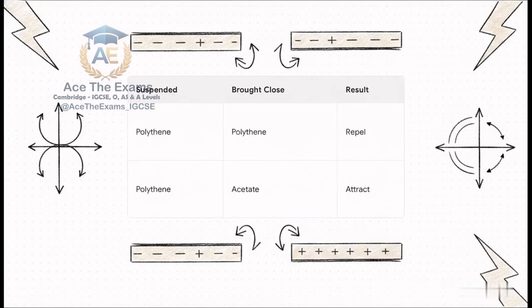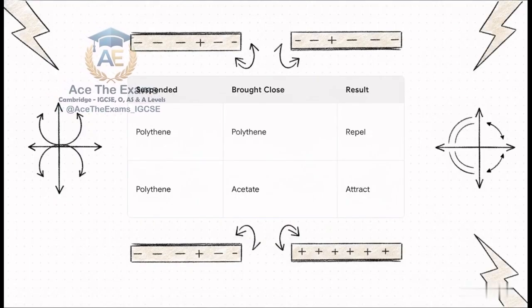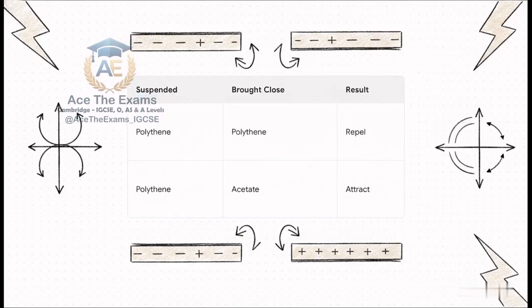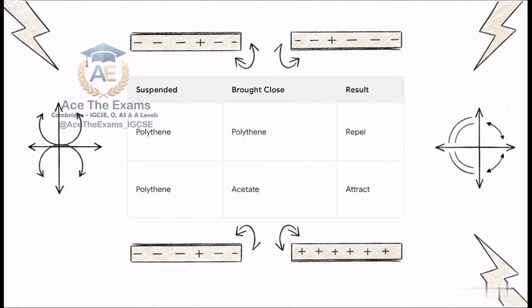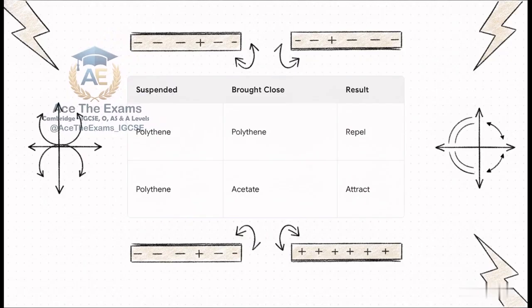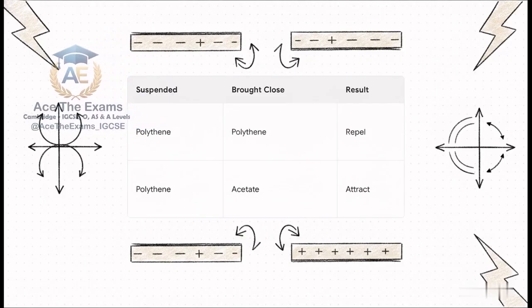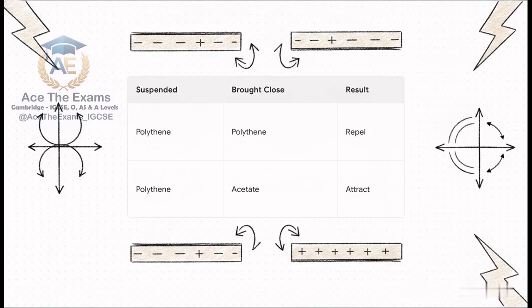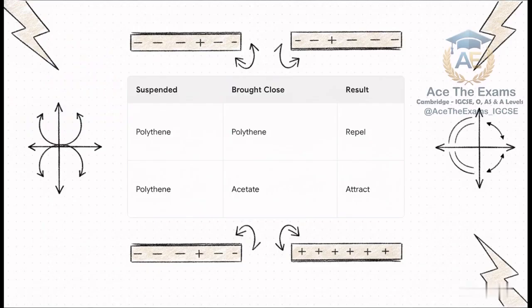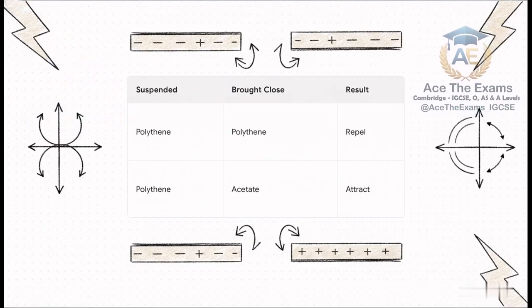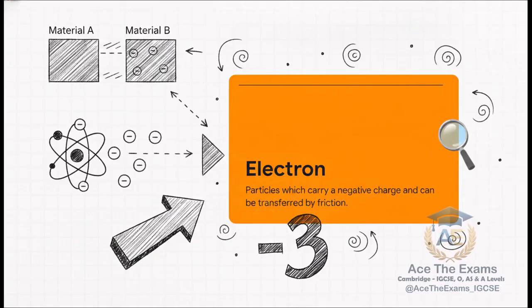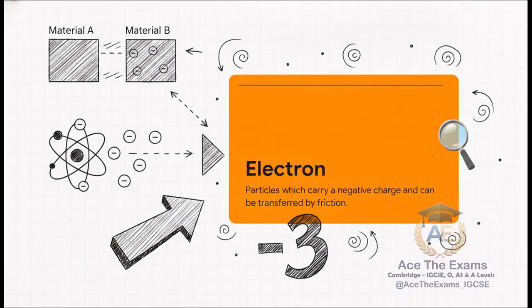So think about the data generated from this setup. We suspend a rubbed polythene strip. When we bring a second rubbed polythene strip close to it, our observation is that they repel, they push apart. But if we bring a rubbed cellulose acetate strip close to that same suspended polythene strip, they attract. Pointing out this stark contrast between the 2 different materials interacting, that is step 2 of our framework, identifying the evidence. And this brilliantly illustrates the core concept at play here, the electron.